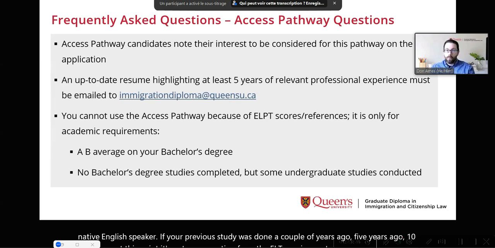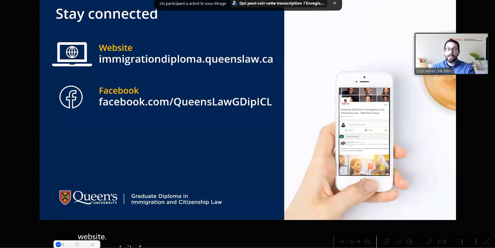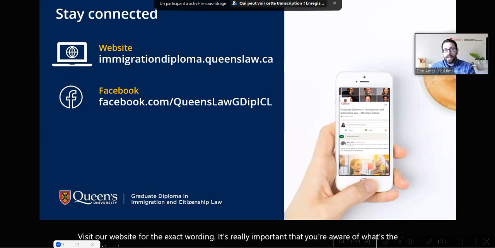So be aware that we know other institutions have different exemption requirements. Ours are as structured on our website. Visit our website for the exact wording. It's really important that you're aware of what the exemption is. Again, the ELPT, we understand it's not the easiest thing to go through.